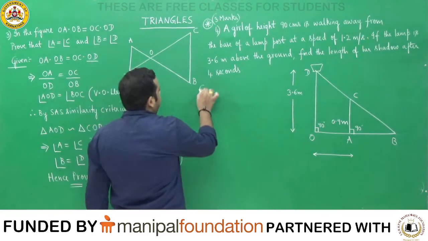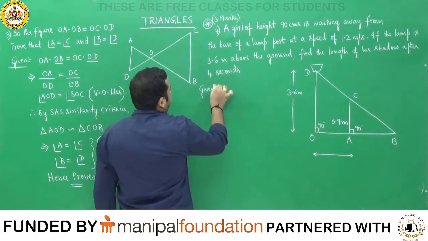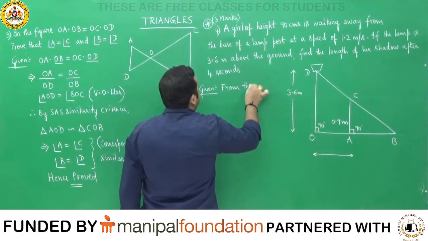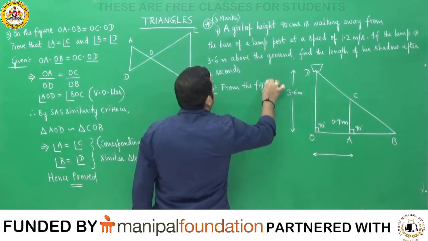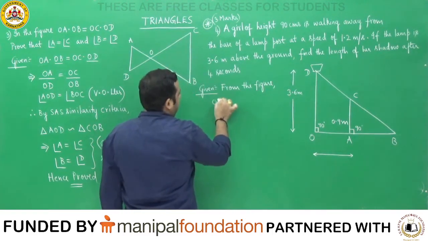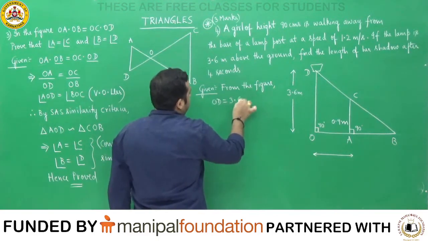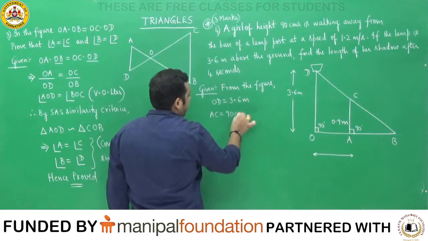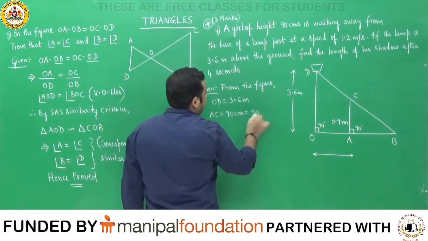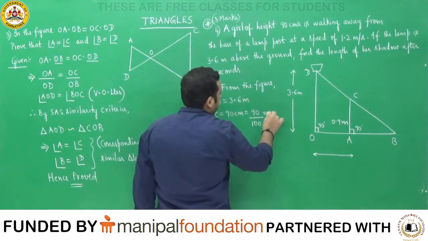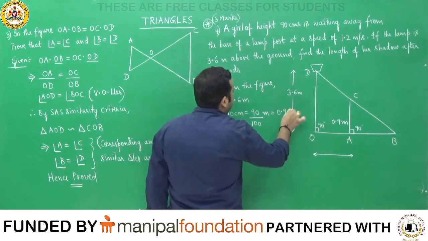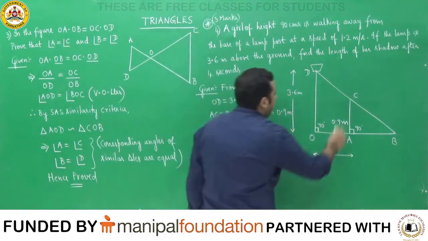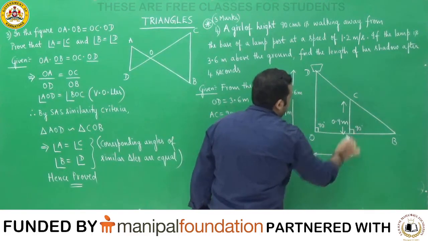What is given in the problem? Given from the figure, directly you write like this. First you draw the sketch and give the reference to the figure. From the figure, I can say OD is equal to 3.6 meters and AC is equal to 90 centimeters, that is 90 divided by 100 of a meter, which is nothing but 0.9 meters. So this height is 0.9 meters.